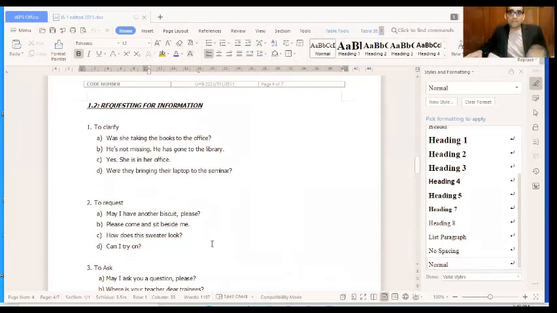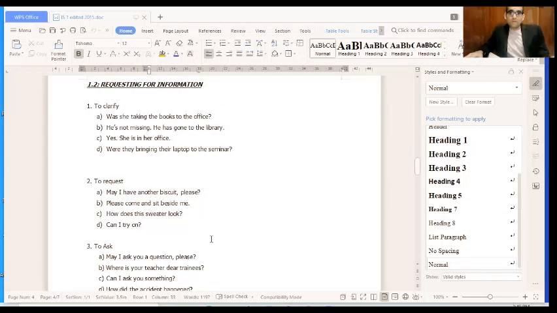Let's move on to the next example under the subtopic of requesting for information. When you want to know some information, we say the function of the word is to clarify. So what is clarify? Let's look at the example. Was she taking the books to the office? He is not missing. He has gone to the library. Yes, she is in her office. Were they bringing their laptop to the seminar? So these statements are about needing to know where the person went or what happened. So it is known as clarify.